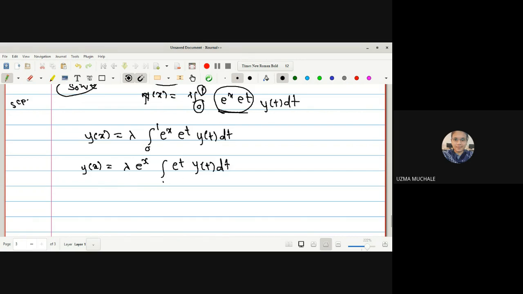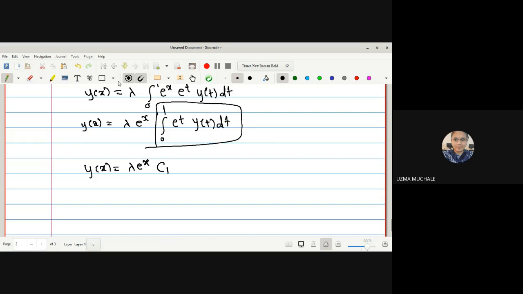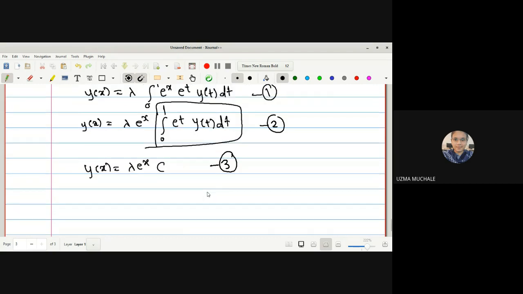What is the next step we have done? We have renamed this as some constant c. Now we have only one term, so we can write y of x is equal to lambda e raised to x into c, or you can write it as c1 c simply. As we have one equation, we can write it simply as c. Write it as equation 1, this is 2, and let me write this as equation 3.